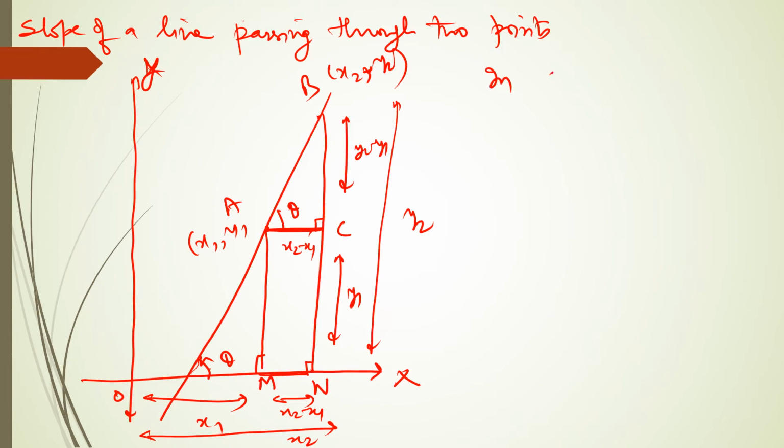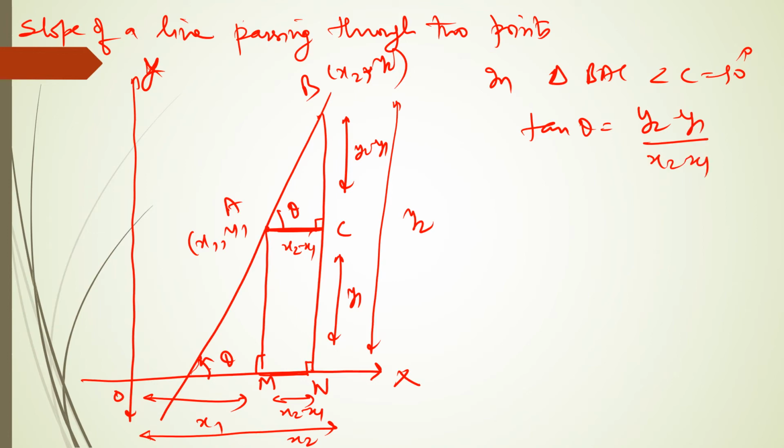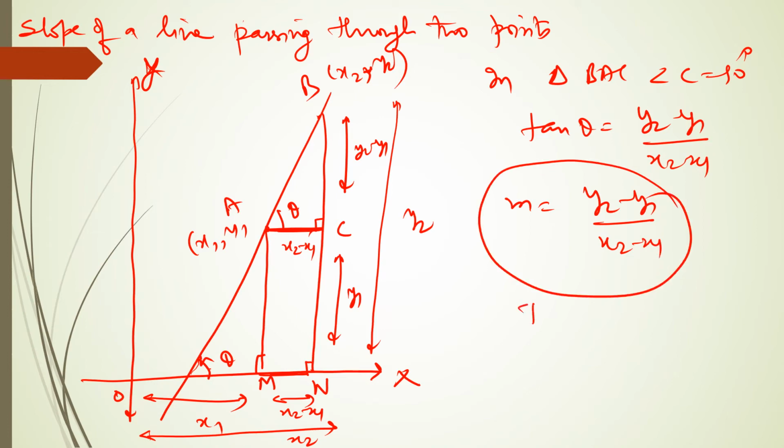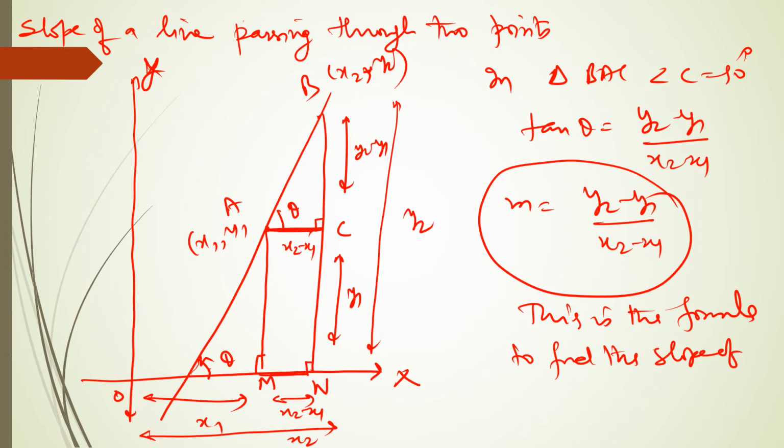So in triangle BAC, where angle C is equal to 90, we get tan theta is equal to y2 minus y1 upon x2 minus x1. Here tan theta is also equal to m, which is the slope of our line, so m is equal to y2 minus y1 upon x2 minus x1. So this is the formula to find the slope of a line passing through 2 points.